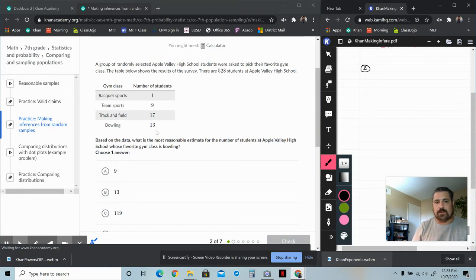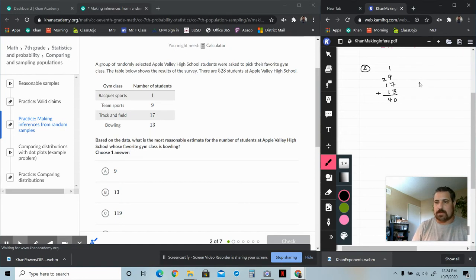So 13 people said bowling, right? Out of how many? How many people were surveyed? We have to add all this together. So you have to first find out what the total is that were surveyed. So we have 1 plus 9 plus 17 plus 13. If we add that together, we get 10 plus 10, which is 20. And then 20 plus 20 is going to be 40. So we end up with 40. This is going to be 30 plus 10, so it's going to be 40. So that means our total is going to be 40.